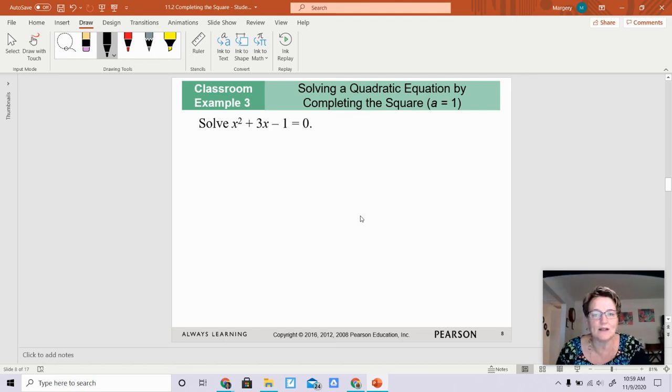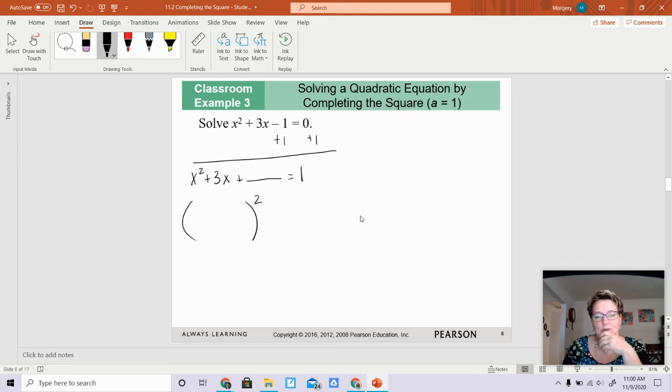First of all, this is a quadratic equation. They want us to complete the square. There is a 1 for your a value, so we're good to go. So I know that I'm going to have to move this 1 over, so I'm going to add 1 to both sides. I get x squared plus 3x plus something. It's always plus something equals 1. So I'm going to have a little parenthesis, squared.